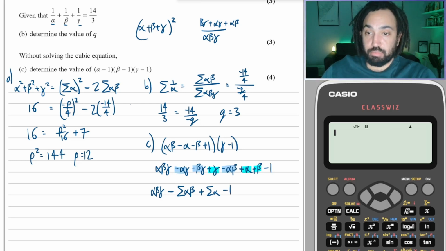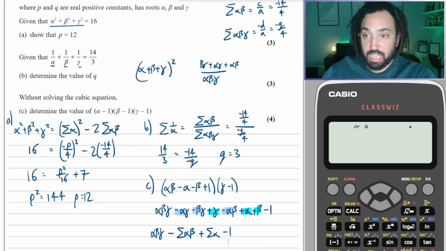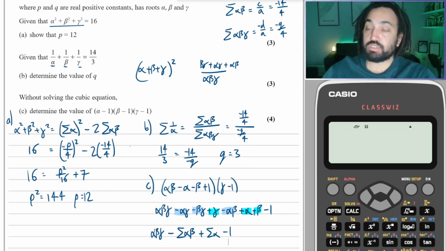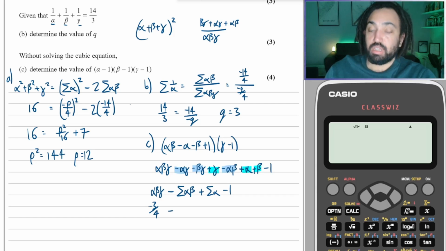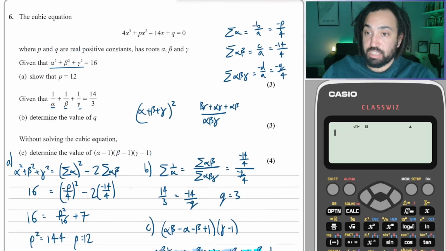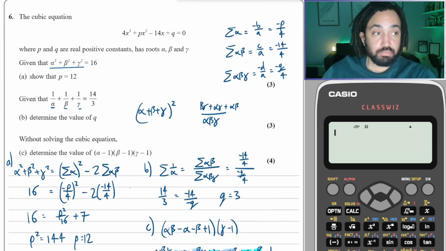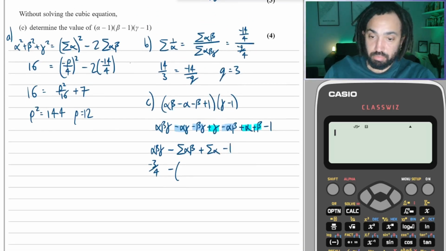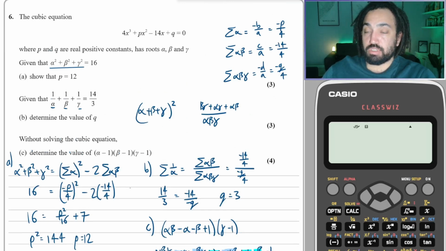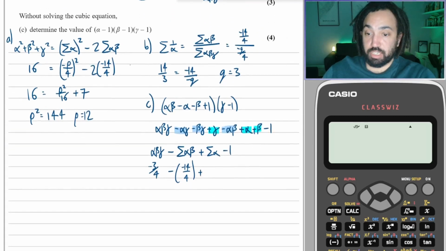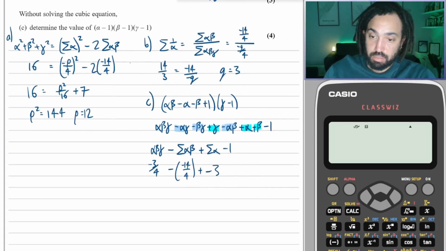Okay, so what is alpha beta gamma? That's minus d over a, which is minus q over a, minus q over 4. So that's minus 3 over 4. The sum of the pairs we said was minus 14 over 4. And the sum of the roots was minus p over 4. P was 12, so minus 12 over 4 is minus 3. And minus 1.